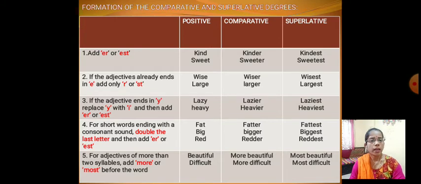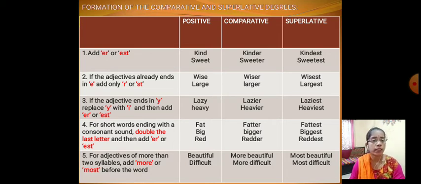Second one, if the adjective already ends in e, add only r or st. It means if the word ends with e, there we use only r or st instead of er or est. It means wise, wiser, wisest. Large, larger, largest. Third one, if the adjective ends in y, replace y with i and then add er or est.